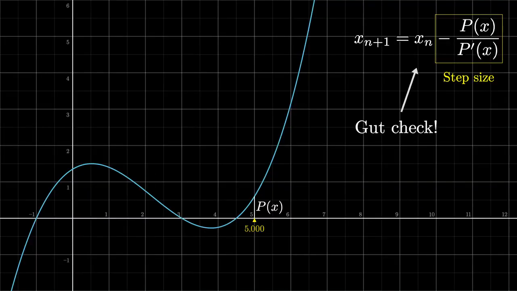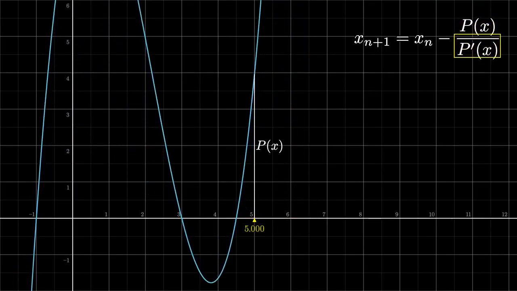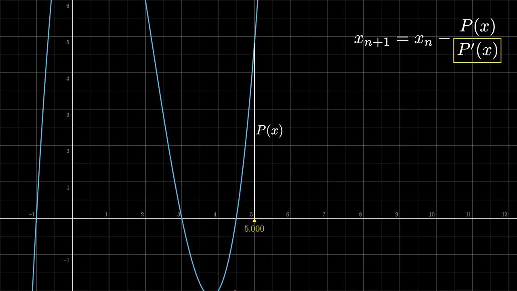It's always worth gut checking that a formula actually makes sense, and in this case, hopefully it does. If p of x is large, meaning the graph is really high, you need to take a bigger step to get down to a root. But if p prime of x is also large, meaning the graph is quite steep, you should maybe ease off on just how big you make that step.